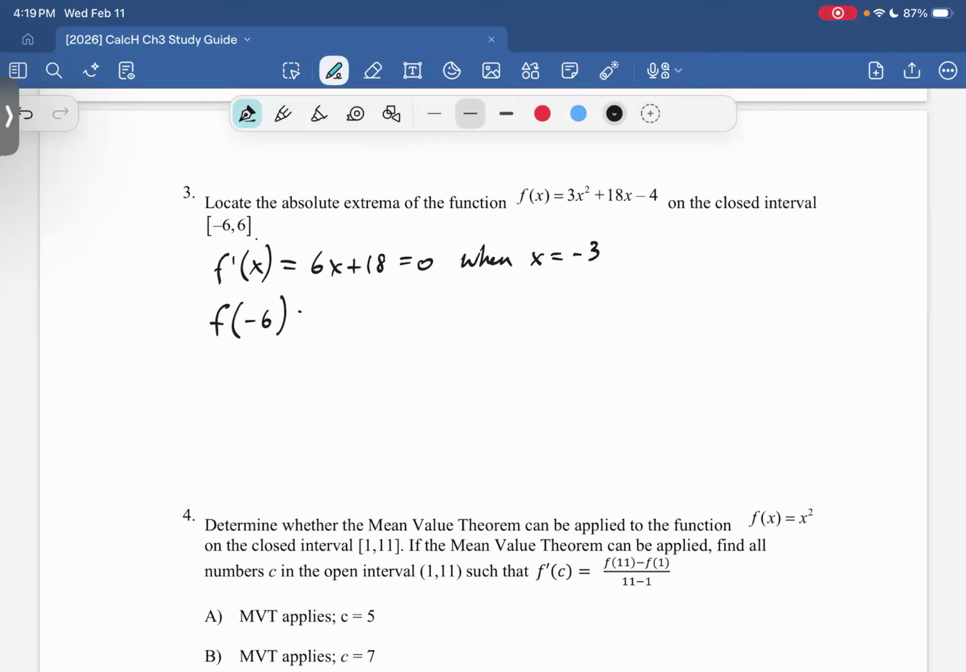F of -6 is equal to, what? 3 times 36 minus 18 times 6 minus 4. So that's 108 minus 108 minus 4, which is -4. Test the critical point, -3. That'll give me 3 times 9 minus 18 times 3 minus 4. That'll be 27 minus 54 minus 4, which is -31.